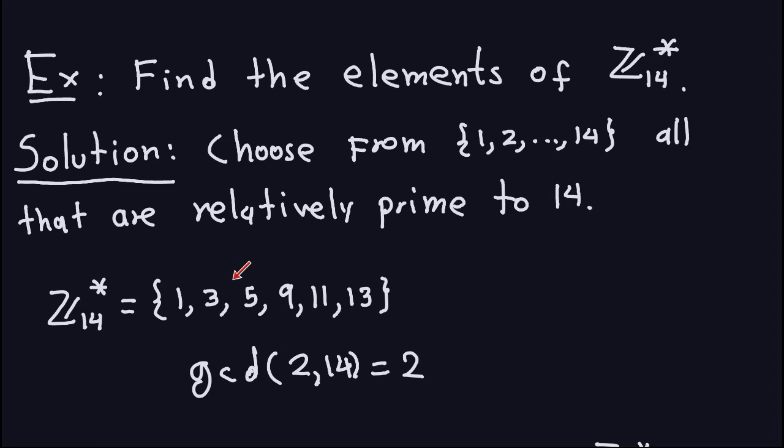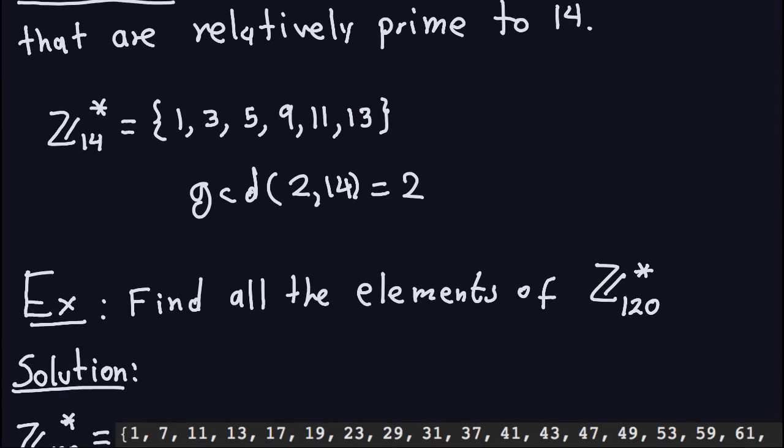4 is also not in this list because the GCD between 4 and 14 is also 2. 5 is in that list because the GCD between 5 and 14 is 1, and so on. So whatever numbers you don't see here have some common factor other than 1 with 14. These are the only ones that have only the common factor 1 with 14, or are relatively prime with 14. So these are all the elements of Z14 star.